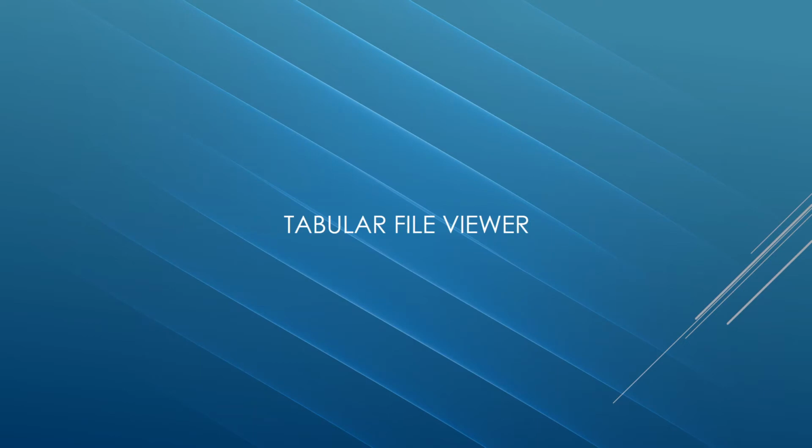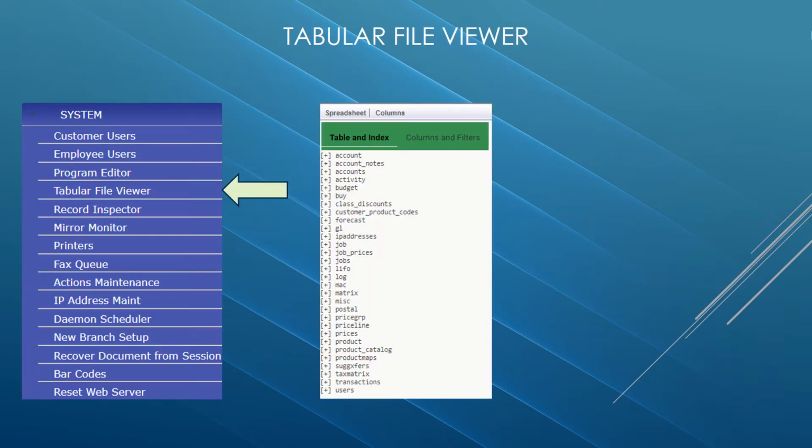The tabular file viewer. This tool provides an active database map of files, attributes, subfiles, and subattributes that make up parts of the underlying database. This is very handy for viewing what files contain what data and in what format to aid you in constructing reports. Click on the plus sign to view the next level down.